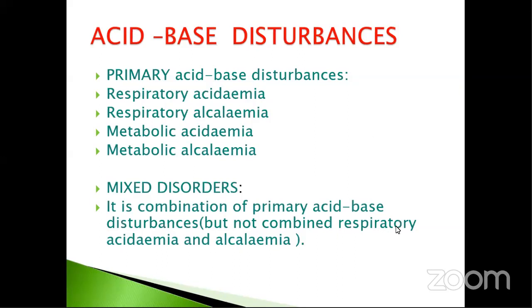So, as I mentioned previously, acid-base disturbances are classified to primary and mixed. Primary includes respiratory acidemia with alkalemia or metabolic acidemia with alkalemia. Mixed disorders, there are possible combinations of all of these apart from respiratory acidemia and respiratory alkalemia. In one ABG, you cannot see at one time presence of these two disturbances.